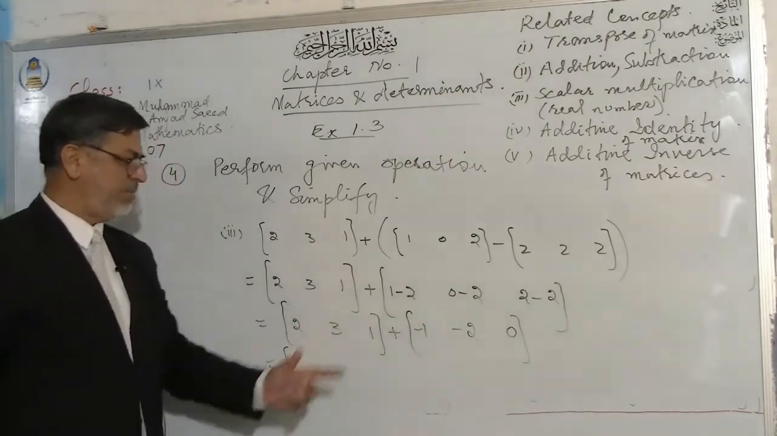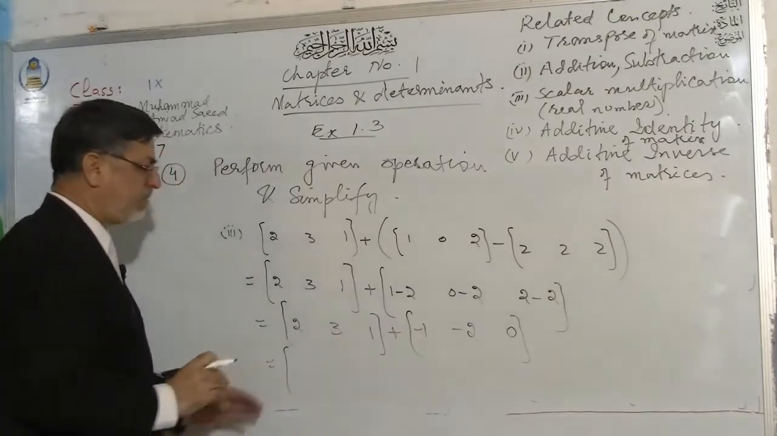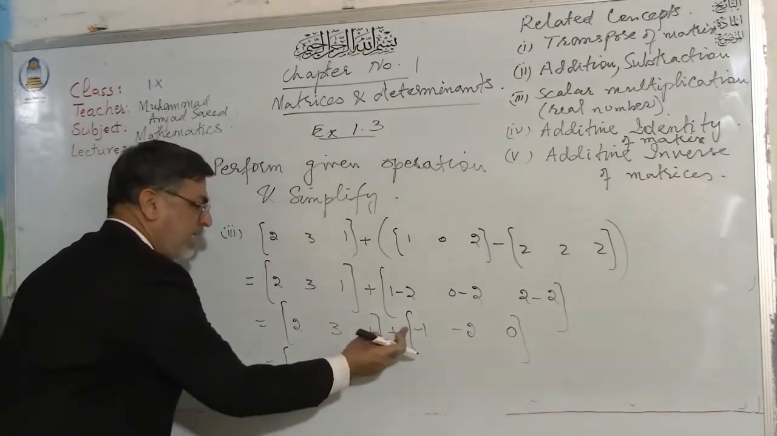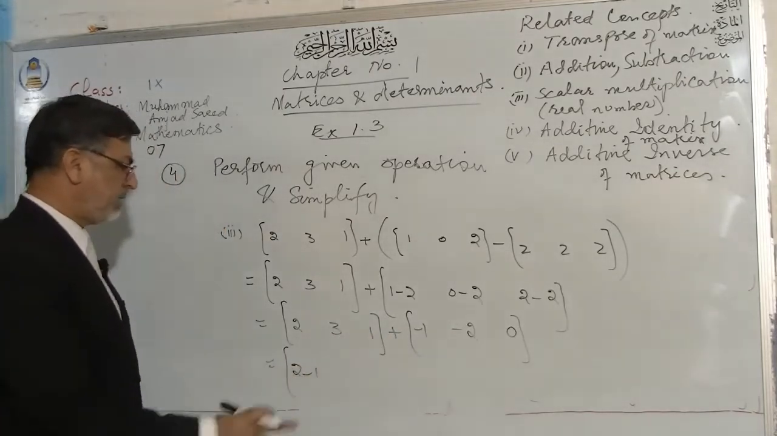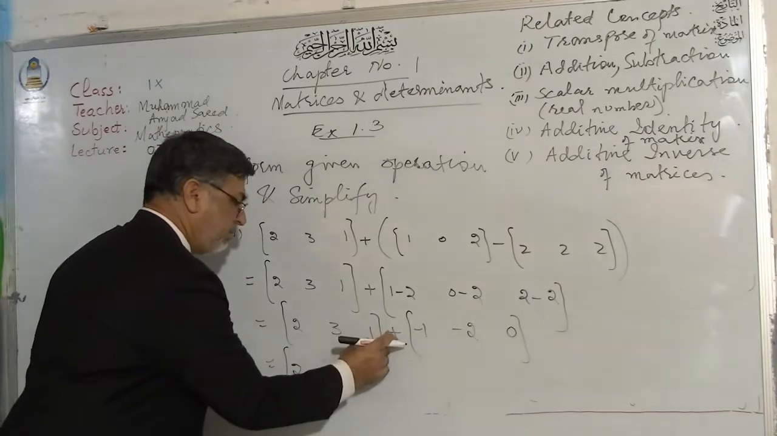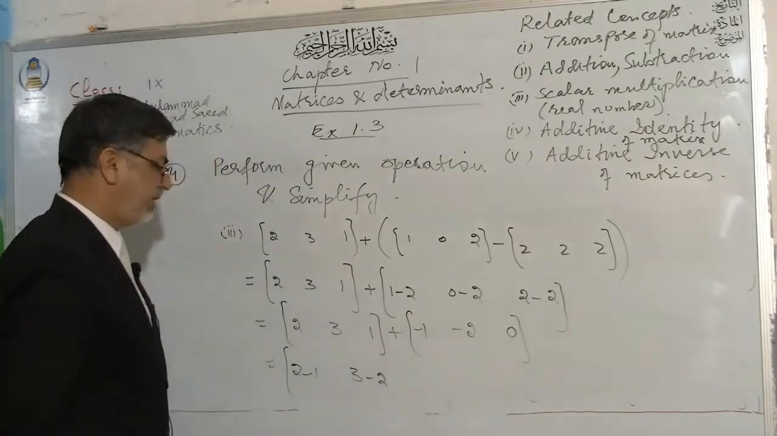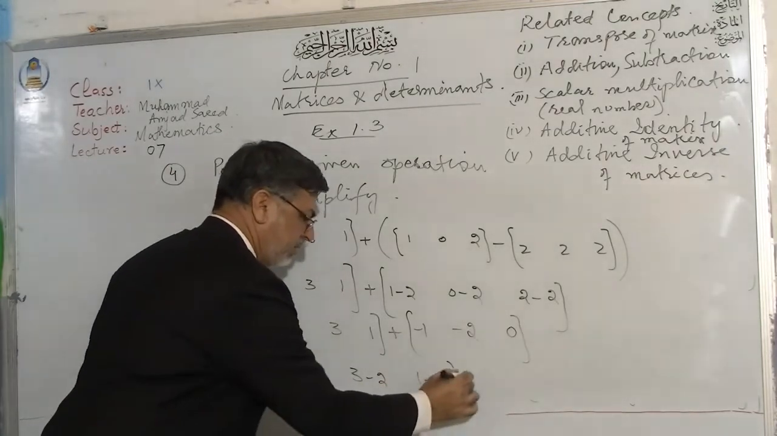Again we apply the same method. First plus minus minus. I am writing directly. I hope that you can understand that one. Plus minus minus. 2 minus 1. Similarly, plus minus minus 3 minus 2. And third plus third, 1 plus 0.